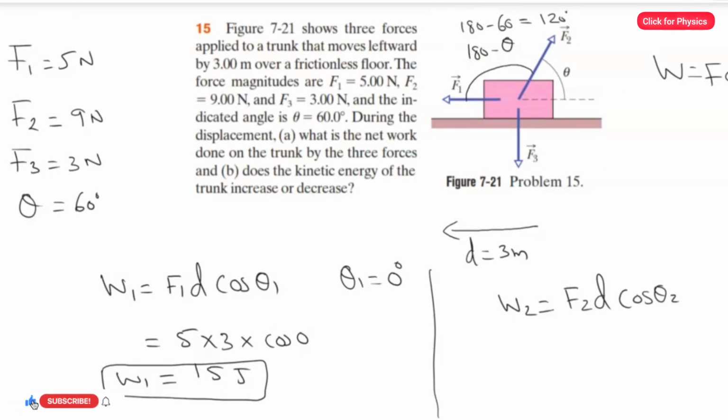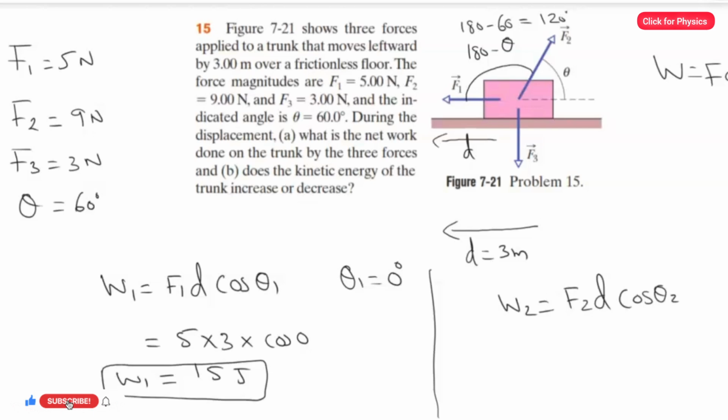Clear? Why do we use this angle? Because after you applied F2, the block is moving in the leftward direction. That means we have to find the angle between F2 and the displacement D, because the displacement is also in this direction. So that's the reason we find the angle for theta 2: 180 minus 60. By that we got the angle here as 120 degrees.